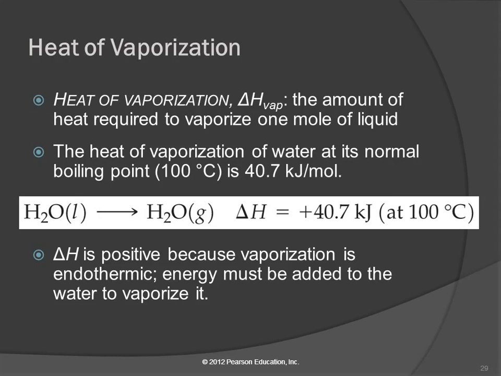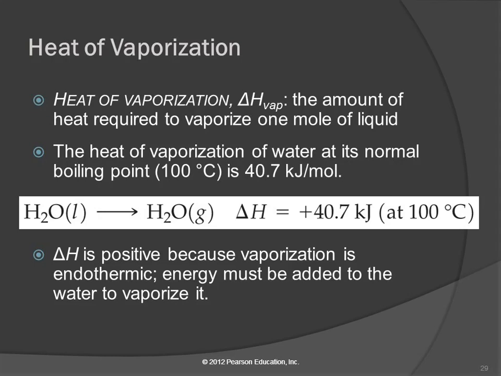Okay, heat of vaporization. So here we get into a little bit of math. Heat of vaporization, the symbol is delta H, VAP. So that kind of makes sense, H for heat, VAP for vaporization. That is the amount of heat required to vaporize 1 mole of a liquid. So to take 1 mole of a liquid and turn it into a gas. That requires energy. That's an endothermic process. And so we quantify that as how much energy to do that to 1 mole of a liquid.